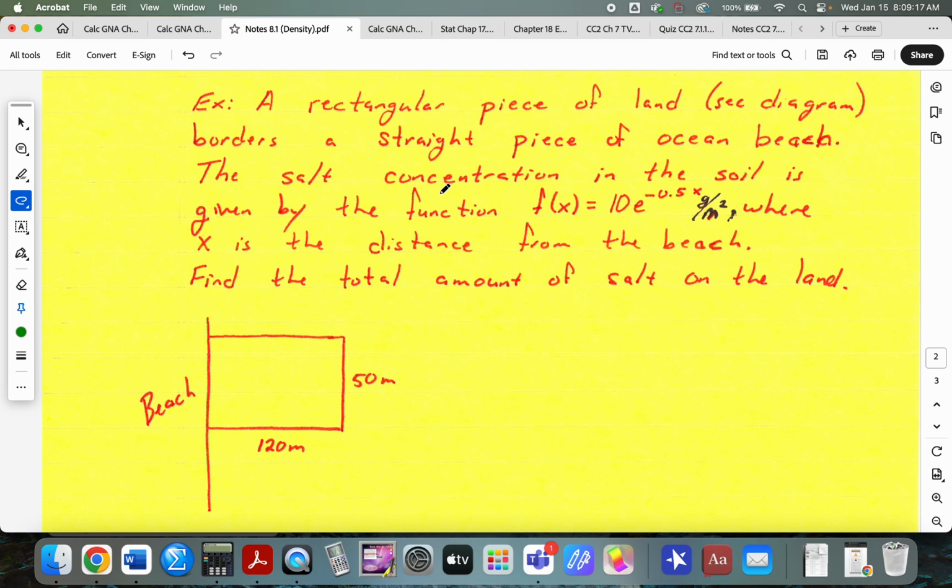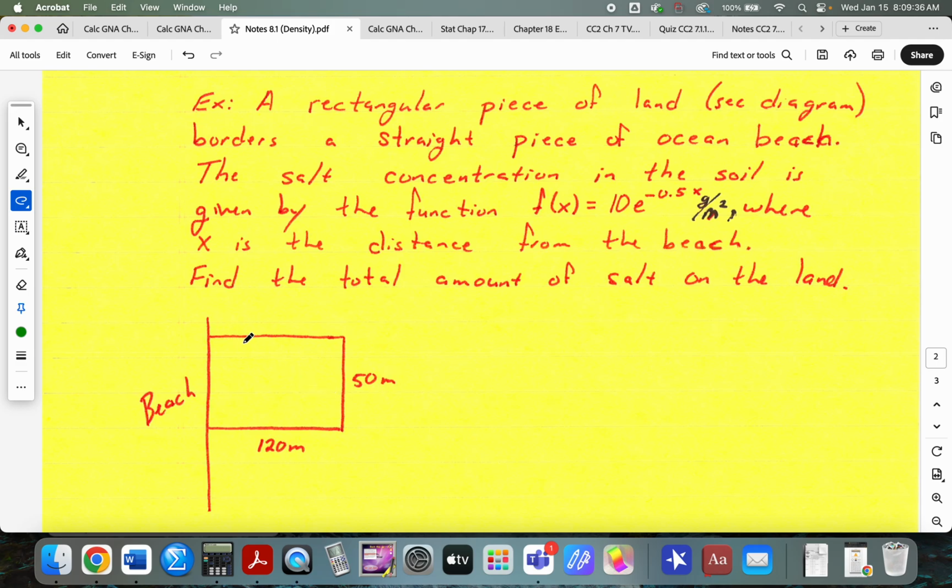The salt concentration in the soil is given by the function f of x equals 10 e to the negative 0.5x grams per square meter, where x is the distance from the beach. Find the total amount of salt on the land.